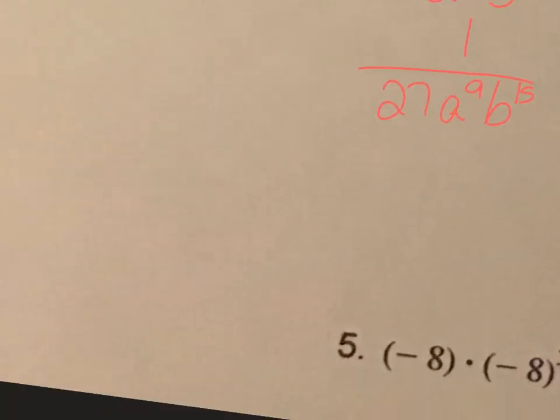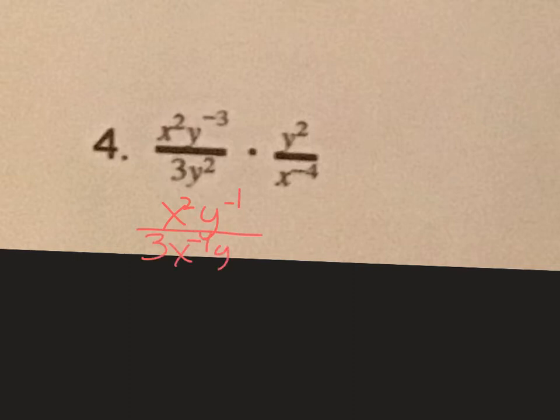Let's go to 4. These are pretty quick. Number 4 has multiplication. When you multiply, just multiply straight across. Don't forget, when you multiply, you add exponents on the top. You get x squared y to the -1 when I multiply those. In my denominator, I get 3x to the -4 y squared.